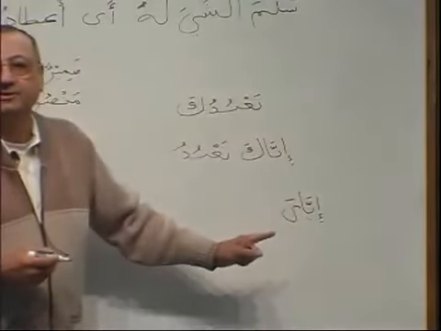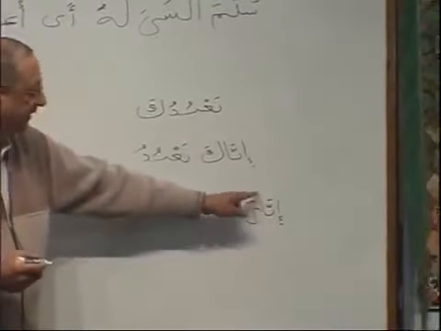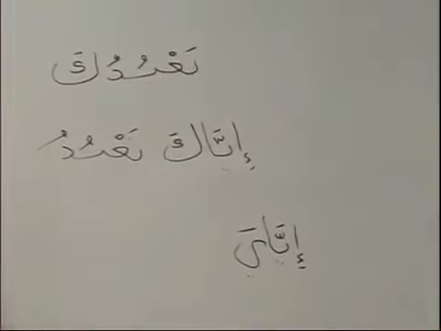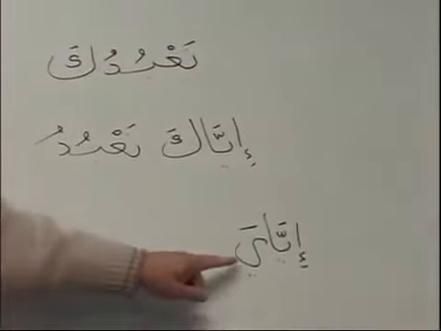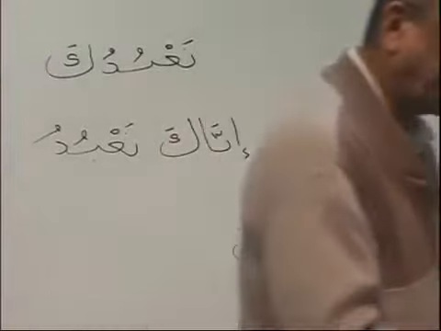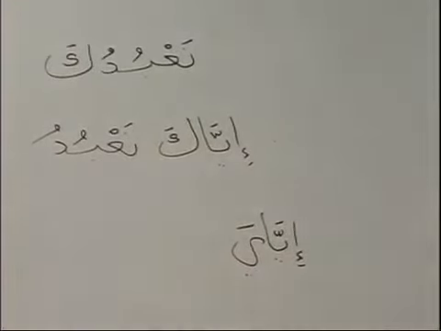Got the idea, brothers and sisters? Why did you give a fatha here? Because there is an alif before it. If there is an alif before it or a ya sakin before it, then the ya mutakalam, instead of a sukun, gets a fatha. Inshallah you remember. So brothers and sisters, here is a little melody for it.